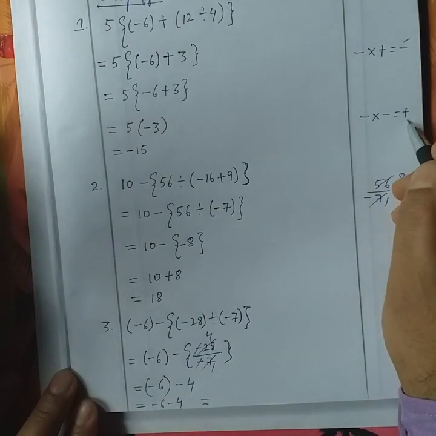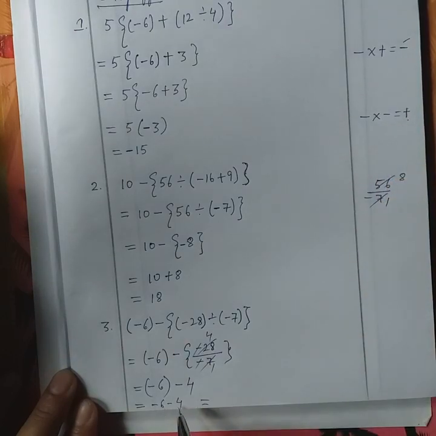What do we have to do? Add. Minus into minus is plus. So we have to add these two numbers. 6 plus 4 is 10. And the sign of the bigger number we will take. That is 6, that is minus. So minus we are taking here for this answer. Minus 10. Okay.